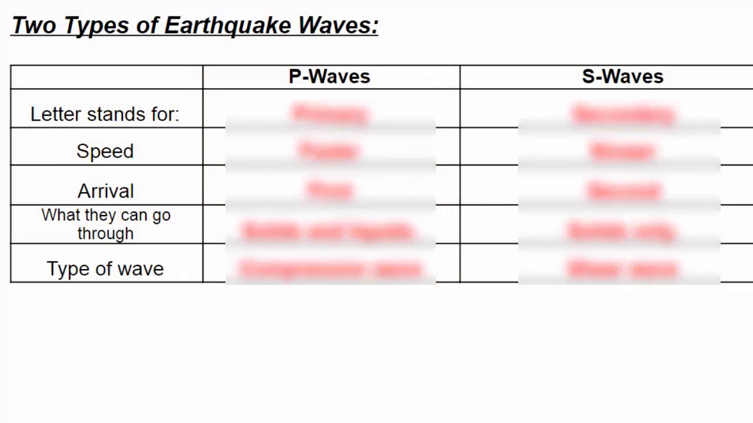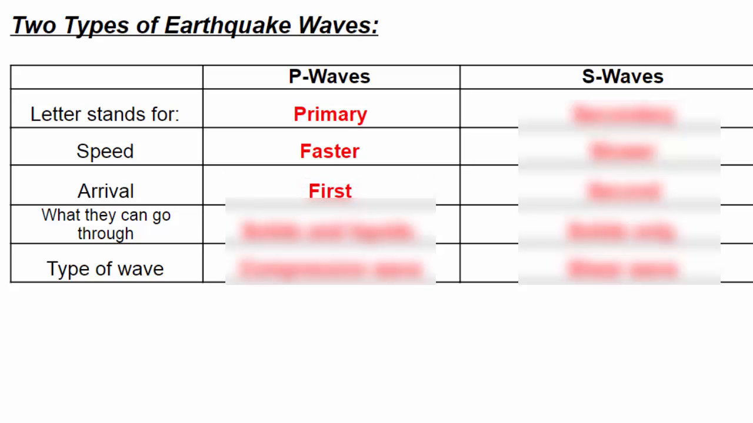Let's go back to your notes. In this chart, we're going to compare these properties of P waves and S waves. So let's start with the P waves. The P in P wave actually stands for primary, which means it's the first one to get there. As far as the speed goes, compared to the S wave, the P wave is faster, which means it's the first one to arrive at a location. P waves can go through both solids and liquids inside the Earth.